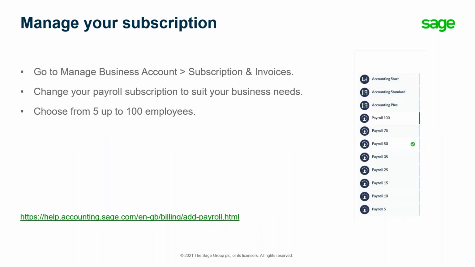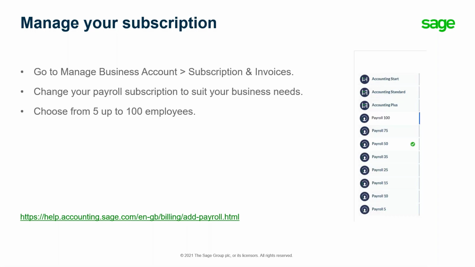The other thing to mention is that you're in complete control of your subscription with Sage Business Cloud. In the software, if you go to Manage Business Account and then head to Subscription and Invoices, you have the option of changing your subscription to suit your business needs. In other words, you can increase or decrease the number of employees so that you're only paying for what you actually need at that time. Full steps on how to do that are available in our Help Center. Again, the link is on that slide.